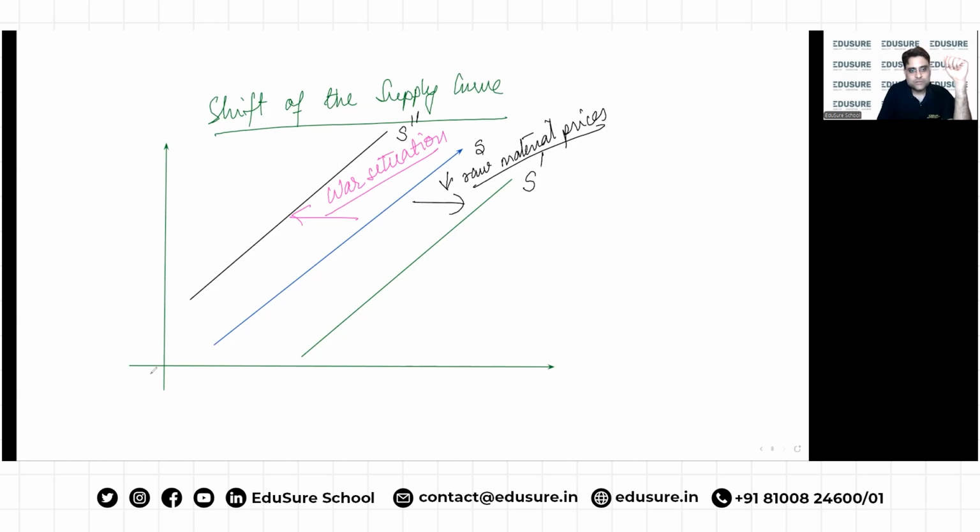These are just examples that I'm giving you. Why would there be a shift in the supply curve? There will be umpteen examples. Basically, the idea is that the shift in the supply curve will happen only when the price is not changing, everything else is changing. If the price is changing, then it is a movement along the supply curve.